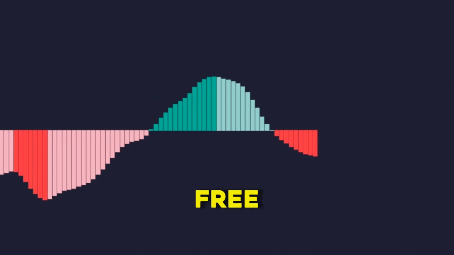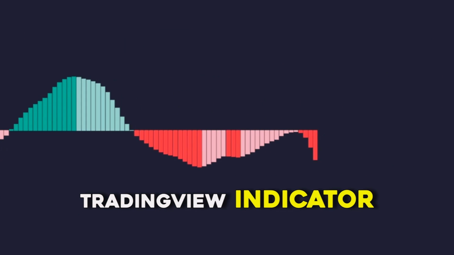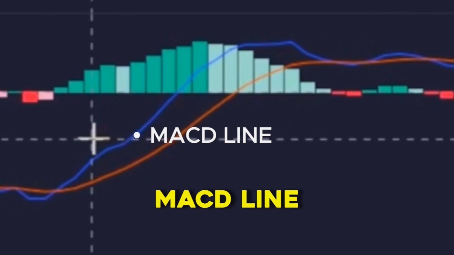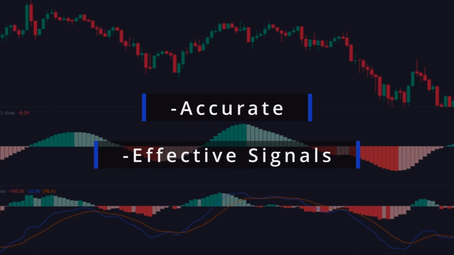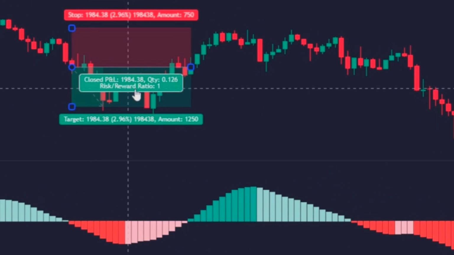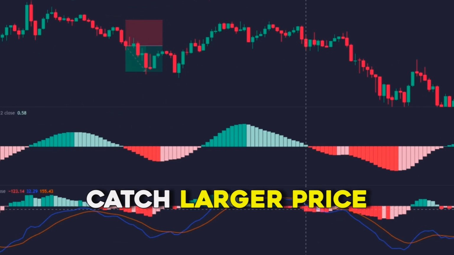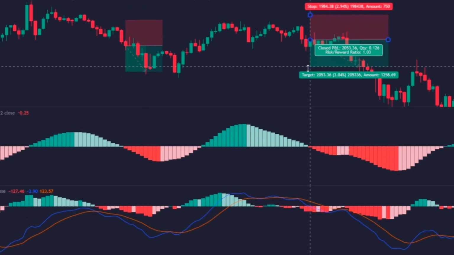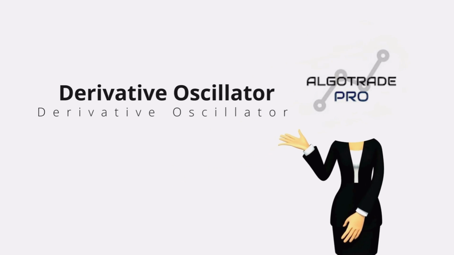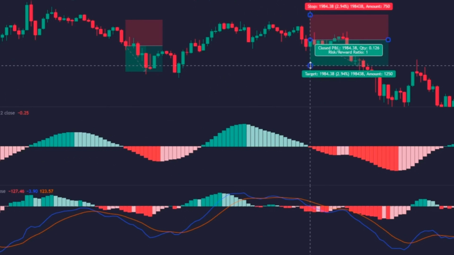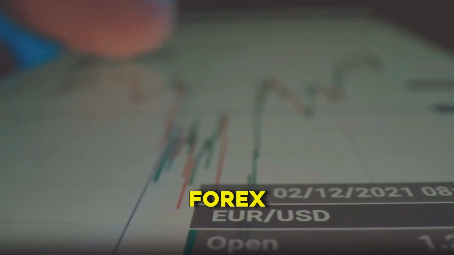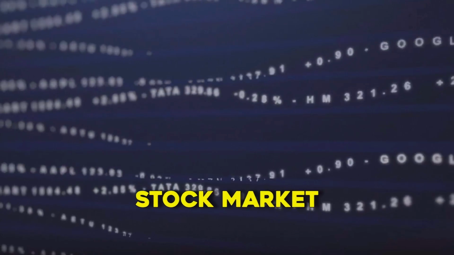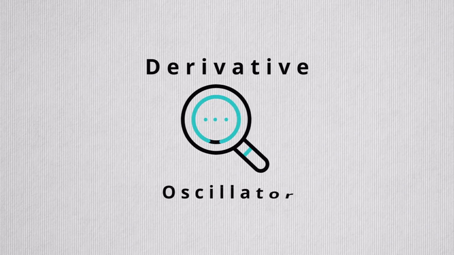However, there is a free and unknown TradingView indicator which was created based on the MACD line and its signal line that gives more accurate and effective signals. As you can see, its signals are more consistent and allow you to catch larger price movements. And so, in this video, I will introduce you to this new indicator, show how to use it and also test it on more than 6,000 trades among the Forex, crypto, gold and stock market to discover its real efficiency.